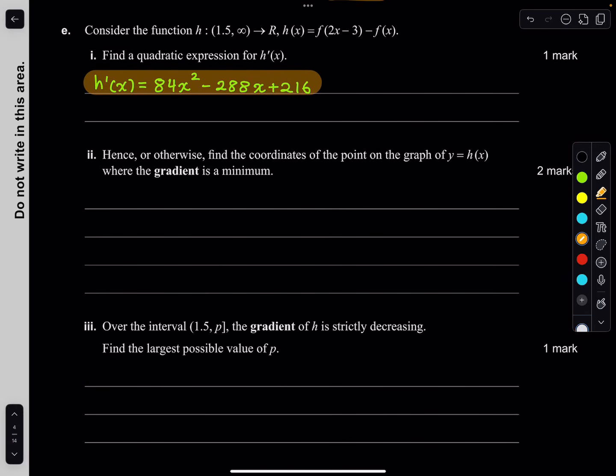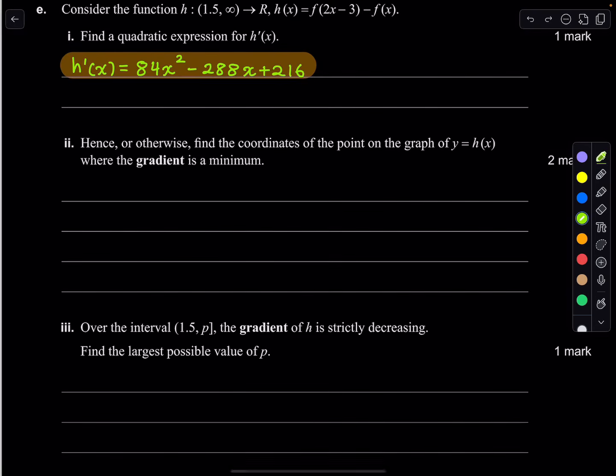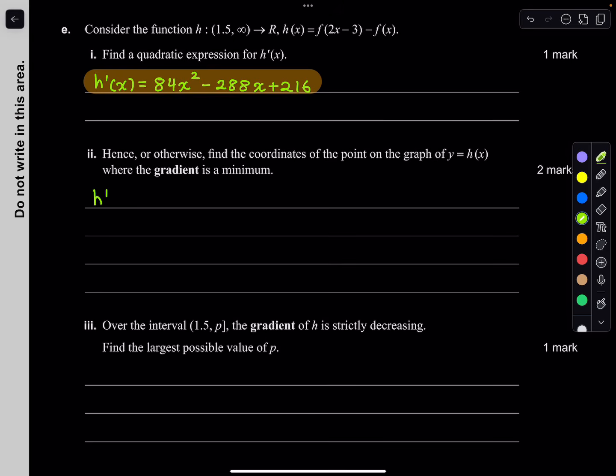Hence, using that, or otherwise, find the coordinates of the point where the graph of h of x has the gradient a minimum. Now look at the wording. They've even highlighted it for you. We want the gradient to be minimum. So this is our gradient function, yeah? Yep. So we can kind of do this. So imagine this is your gradient function, h dash of x, yeah?